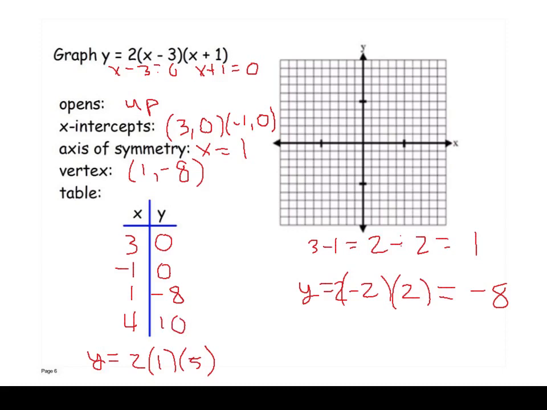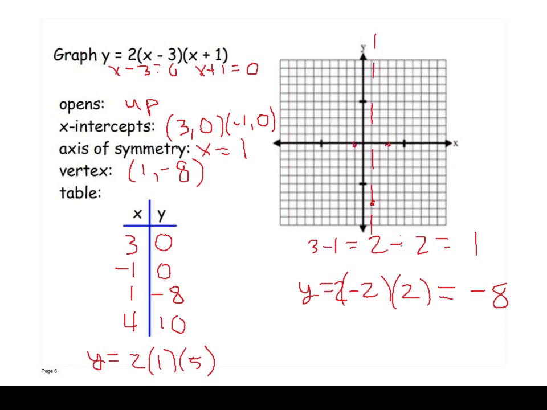So now I have everything I need to begin plotting my points on my graph. I'm going to start by drawing my axis of symmetry, which is located here at x equals 1. And then I'm going to put in my vertex located at (positive 1, negative 8). Notice that that is landing right on my axis of symmetry. And then my two x-intercepts, which are located at (3, 0) and (negative 1, 0).